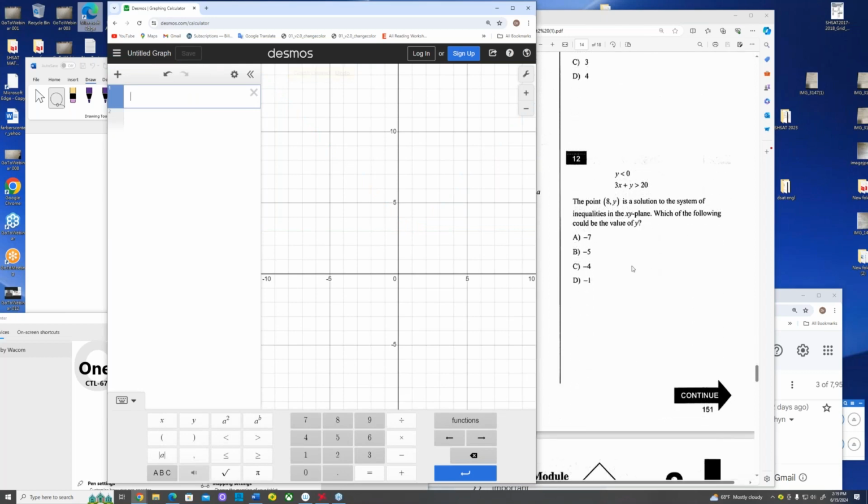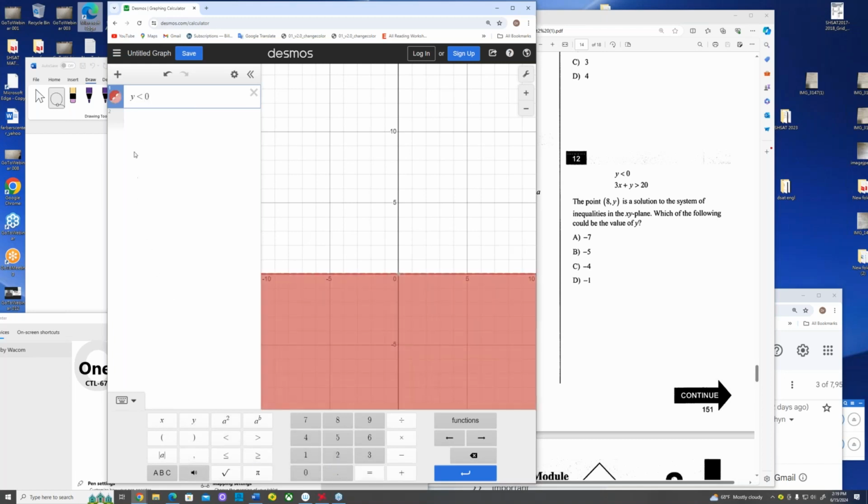So next one, 12. Again, for 12, y less than 0. And again, what is y less than 0? You can do it manually, right? Y less than 0. And the second one, so this semi-plane below the x-axis must be shaded. But keep in mind, it's not just shaded, it's a dashed line, because the solution set on this line is not included.